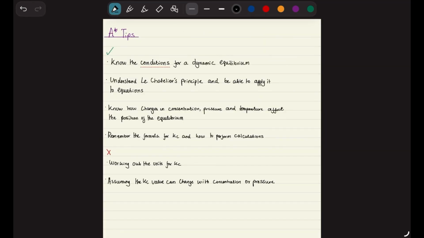And finally, we are going to look at the A-star tips. I don't really like putting too much of this part in the video, but knowing the conditions for dynamic equilibrium, the big 3: closed system, rate of forward and backward reactions are equal, and the concentrations remain constant. Very good to know. Very easy marks if you can remember it.